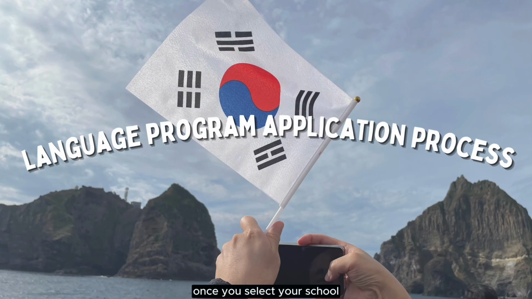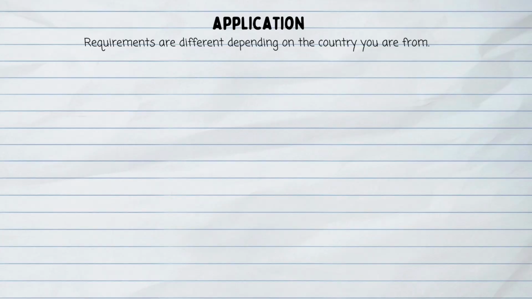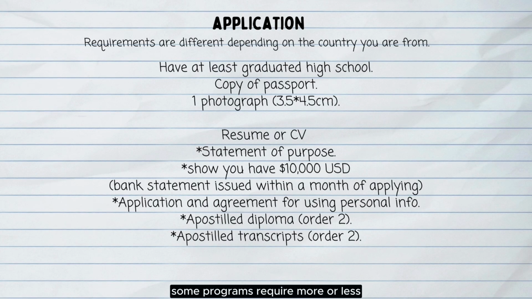Once you select your school, you can start the language program application process. These are the documents you need to apply to most language schools. Some programs require more or less, but these are the most common. Again, this list is not representative of every language school application. They could ask you for more or less documents.